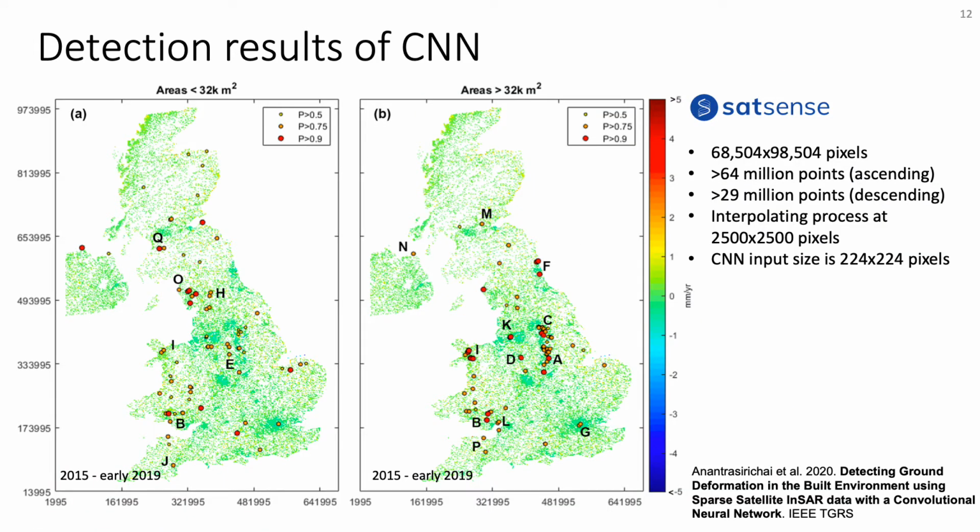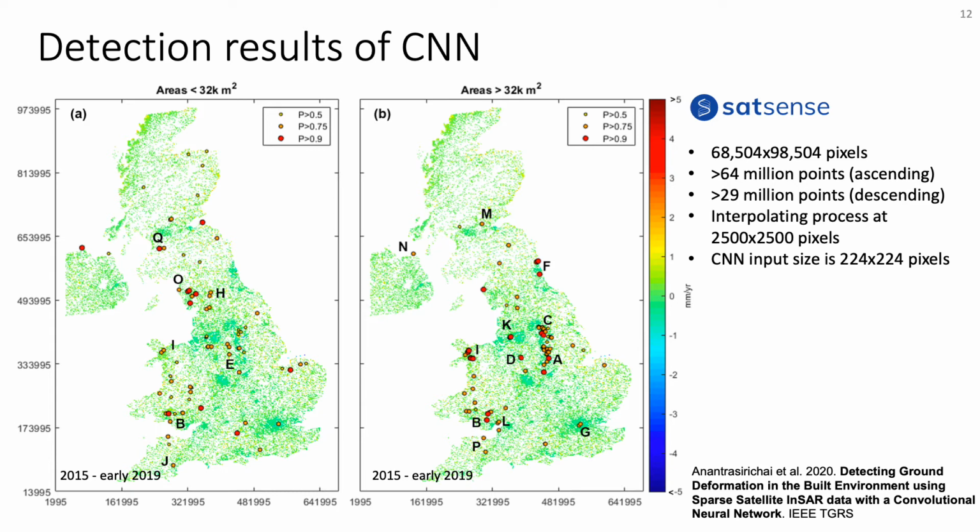Now we run the detection method on the whole UK data from SatSense, which is a 10 meter velocity map. There are more than 90 million data points, equivalent to more than 3,250 full HD TVs combined. So to automatically process this large velocity map, we divide it into several 2,500 by 2,500 maps, defined by the limitation of the memory required to process the spatial interpolation.